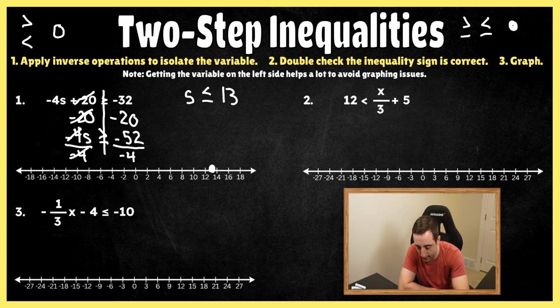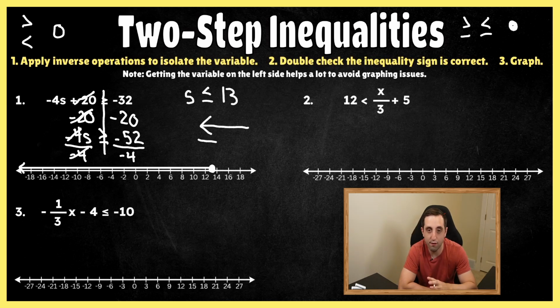It looks like the tip of an arrow. So if I just make this a little bit larger to see it better, this looks like the tip of an arrow and it's pointing to the left, which means we're going to go from our closed circle and draw a line down the left side of the number line, and we have our final answer for our inequality, or our graph for our inequality.